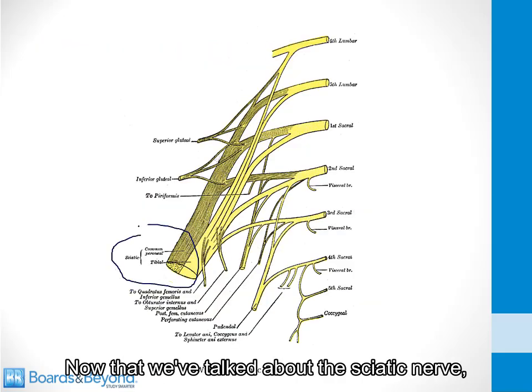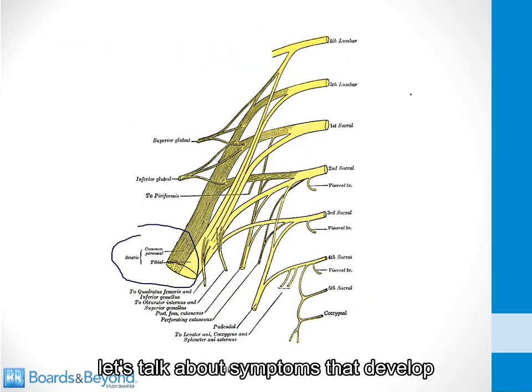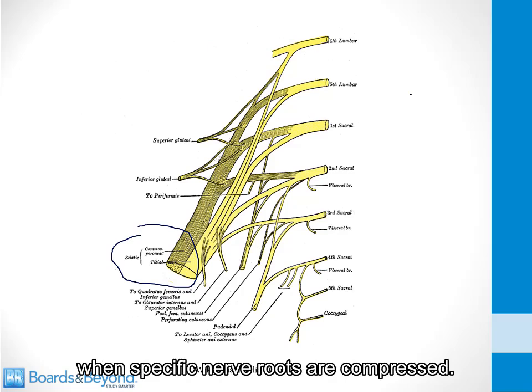Now that we've talked about the sciatic nerve, let's talk about symptoms that develop when specific nerve roots are compressed.